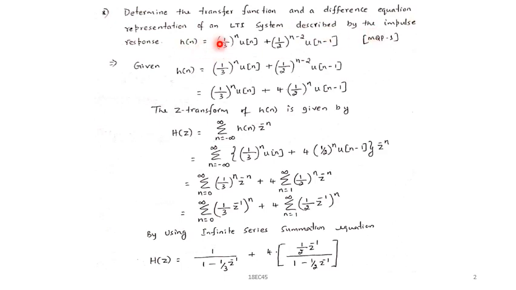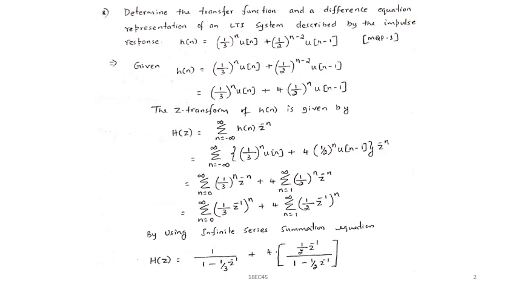Here h of n is equal to (1/3)^n u of n plus (1/2)^(n-2) u of n minus 1. And here I have to obtain the transfer function and the difference equation. The transfer function means I have to obtain H of z. By using that H of z, I have to obtain the difference equation.